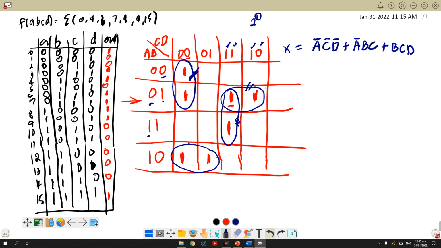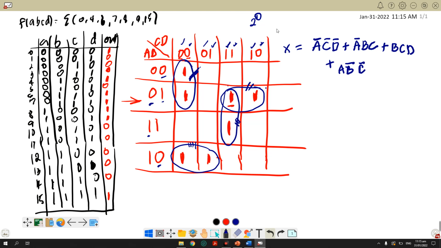How about here, the fourth grouping? We have AB is not changing, so A, B complement. So B complement because B here is 0. How about the C? C here is 0. So we will consider C, but in its complemented form. How about the D? The D here is 0. The D here is 1. So we will not consider D.